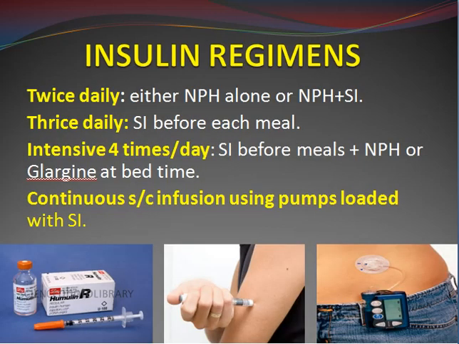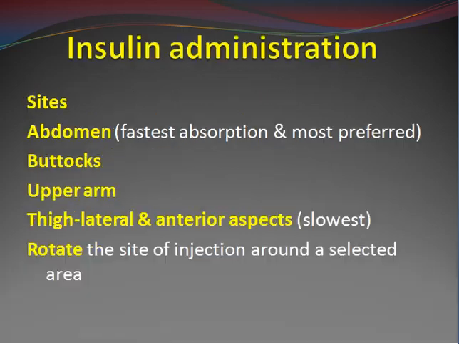Insulin regime. We have many types of insulin regime. For example, twice daily regime, either NPH alone or NPH with the soluble insulin. Thrice daily, soluble insulin given before each meal, or intensive 4 times per day, soluble insulin before each meal, plus NPH or glargine at bedtime. We have also continuous subcutaneous infusion using a pump loaded with soluble insulin.